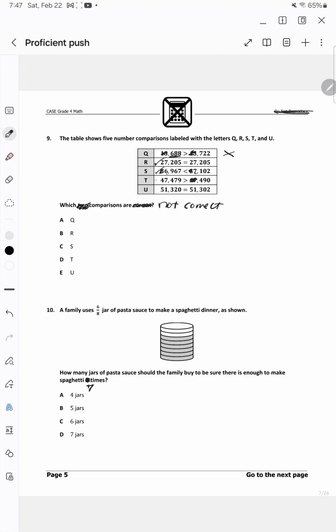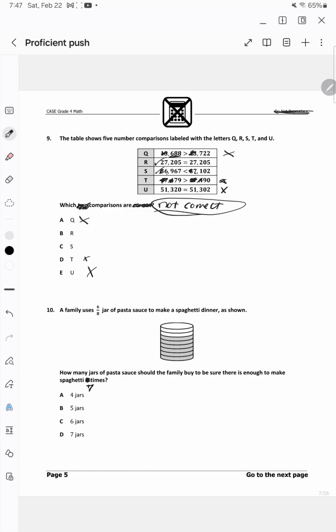Again, if it's the same, we don't need to look at it. But I see this has a 7, that has a 9. The 9 is actually bigger, so this is wrong. And these are not equal, so that is also wrong. So if I were to look at which are wrong, for the sake of this question, obviously Q is wrong and T and U are wrong.